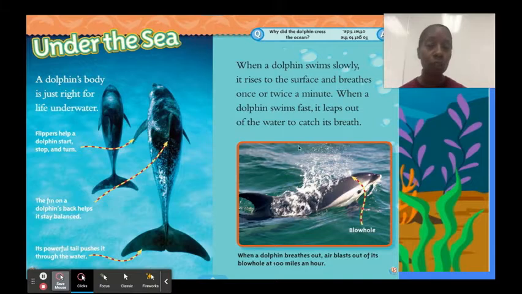And if we look closely at this caption, it has a blowhole. When a dolphin breathes out, air blasts out of its blowhole at 100 miles an hour. Wow.